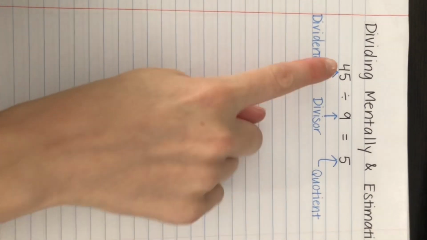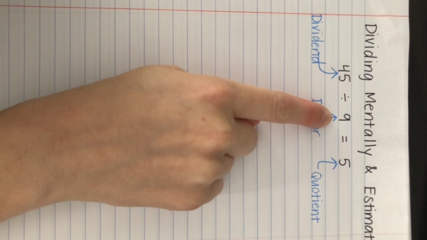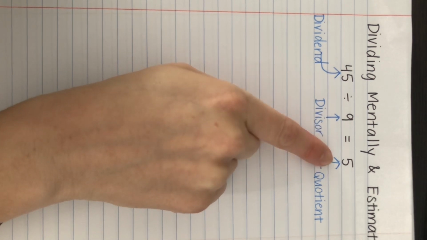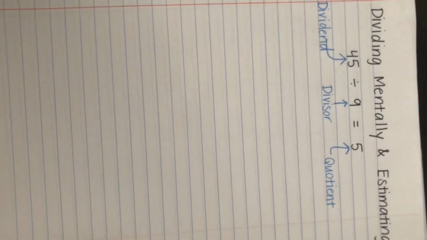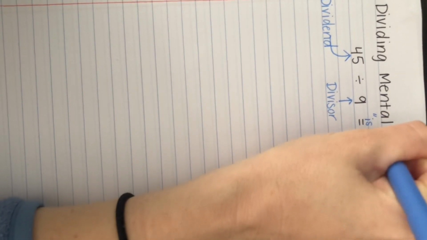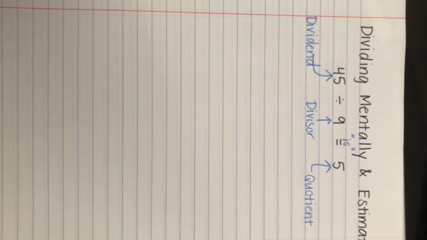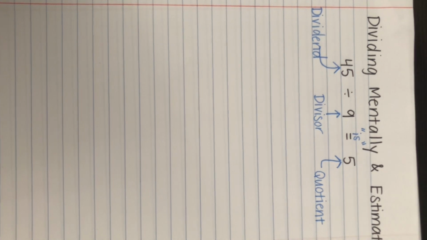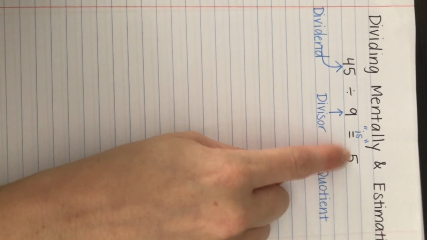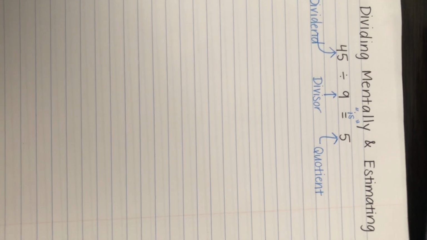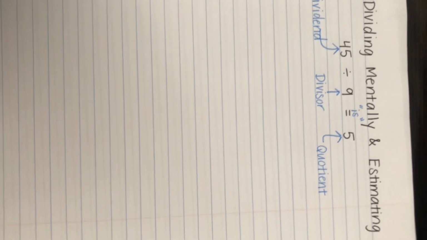So this one is already set up in basic fact form for us. We should already know that 45 divided by 9 equals 5. You can also label this with the word "is." So 45 divided by 9 is 5 because we know our basic facts of 5 times 9 is equal to 45. So when we're dividing mentally, we're going to be looking for our basic facts just a little bit backwards.